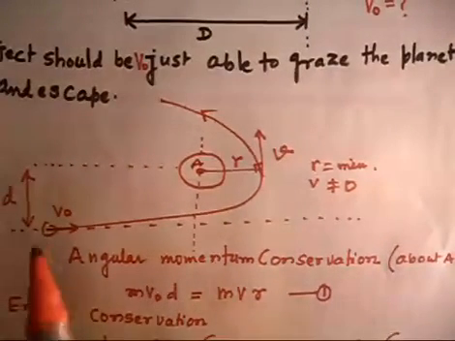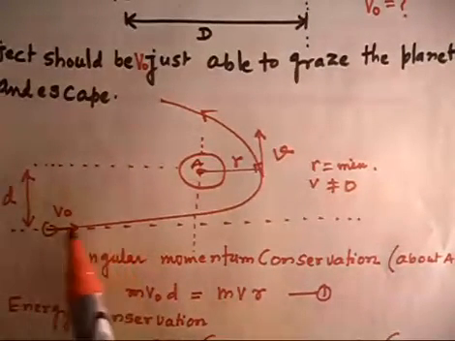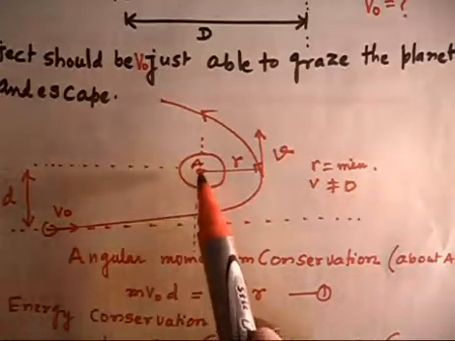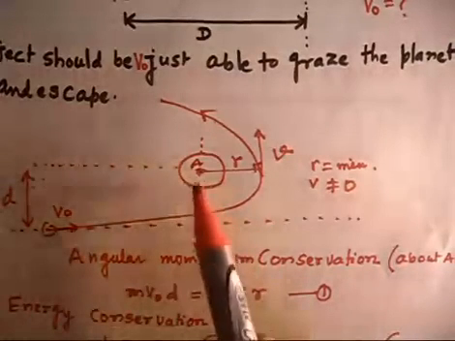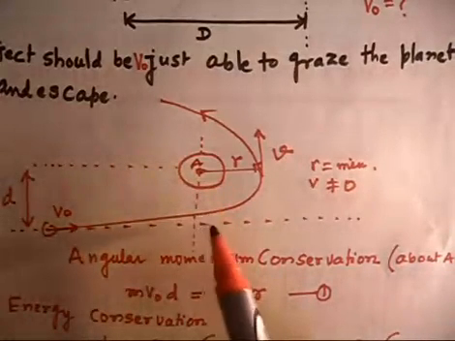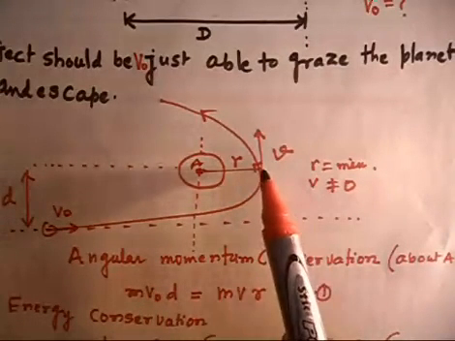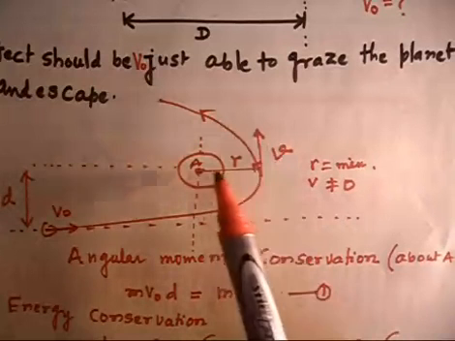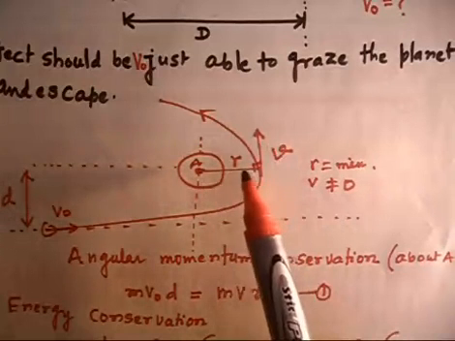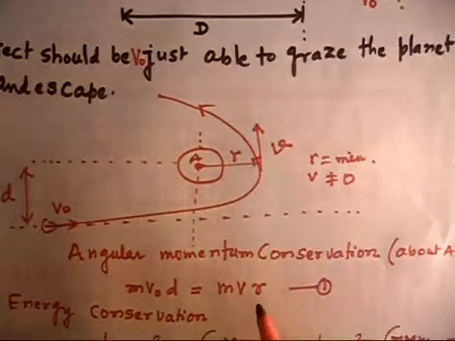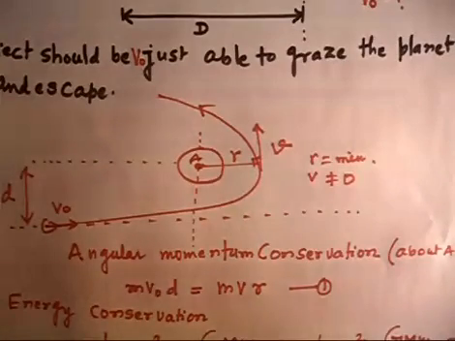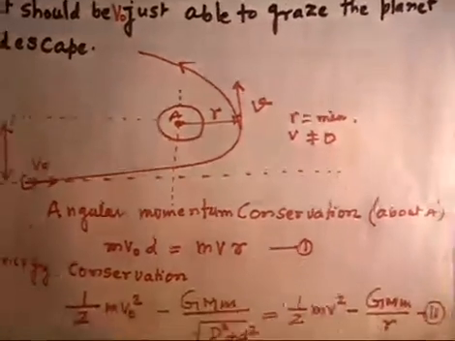Now initial angular momentum. So V naught is this. m v naught times the perpendicular distance from this point to the velocity vector, this is D. You getting or not? And this makes an angle of 90 degrees, so this becomes m v naught D. When it is here, again the velocity is perpendicular to the radius vector because this is the minimum distance. So angular momentum becomes m v R. So this is my angular momentum about point A.